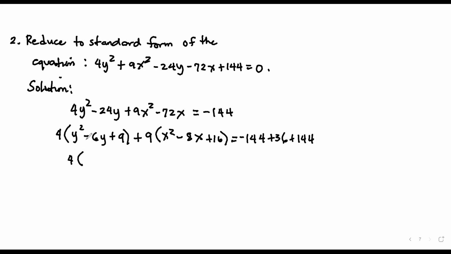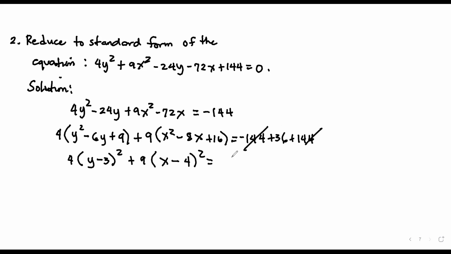So, the factor of y squared minus 6y plus 9 is the square of y minus 3. Right? Square root of y squared, y. The sign depends on the sign of the second term. Square root of 9, 3. Plus 9 over square root of x squared, x. The sign depends on the second term. Square root of 16, 4. When you expand this, the square of x minus 4, ito din yan. You expand the square of y minus 3, ito siya.